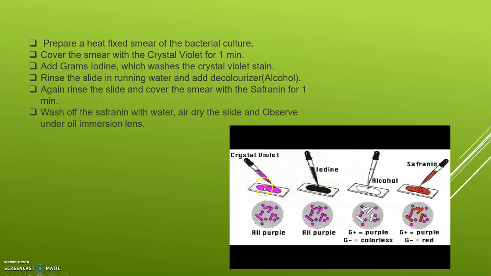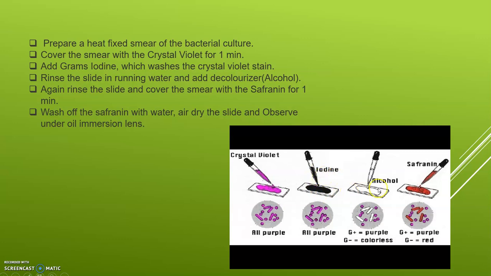second step is we wash it out using water, and then we add iodine, that is the mordant here. Gram's iodine is the mordant here. It is a mixture of iodine and potassium iodide. The second step is the addition of Gram's iodine, and we also let it sit for another 1 minute.